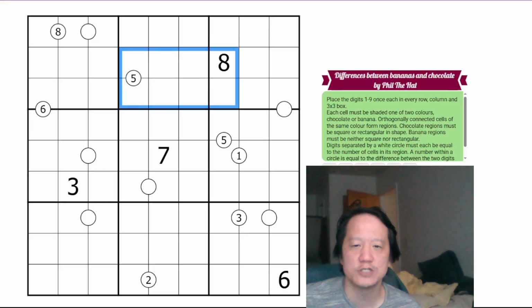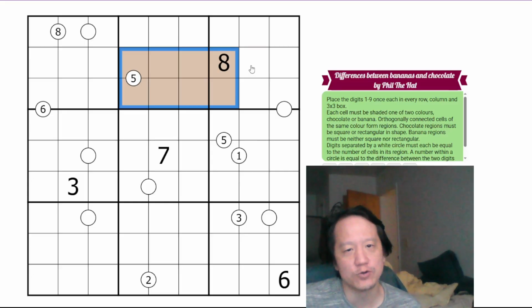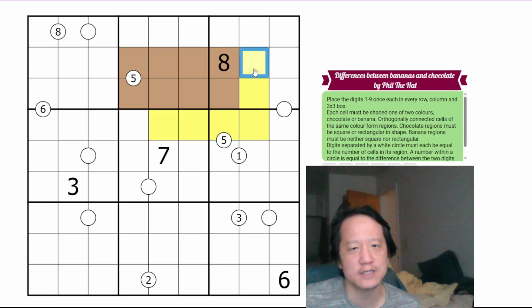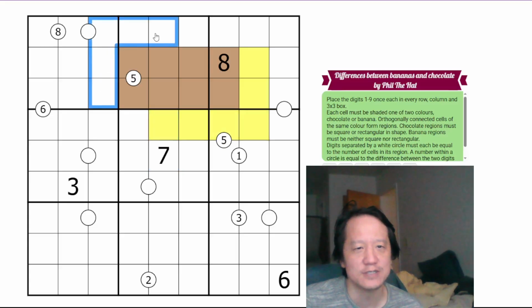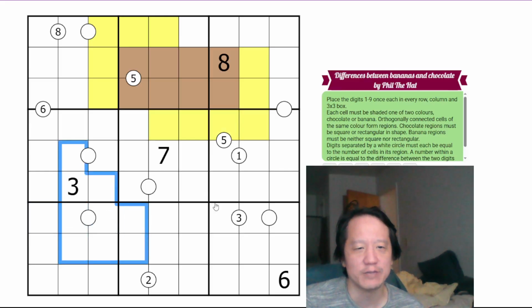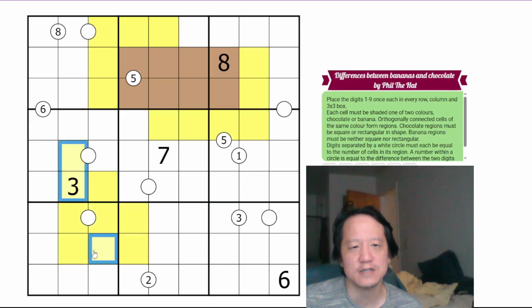So chocolate, which I guess we'll make orange. I guess we could try to see if we have a more appropriate color. Chocolate is more brown, and then we have yellow for the bananas. So chocolate regions have to be either square or rectangular in shape. Banana regions must be neither square nor rectangular. So bananas cannot be... Okay, I guess that makes sense, because bananas have to be essentially some sort of L-shaped or some other weird shape, which kind of looks like a banana, right? Just as long as it's not square or rectangular.